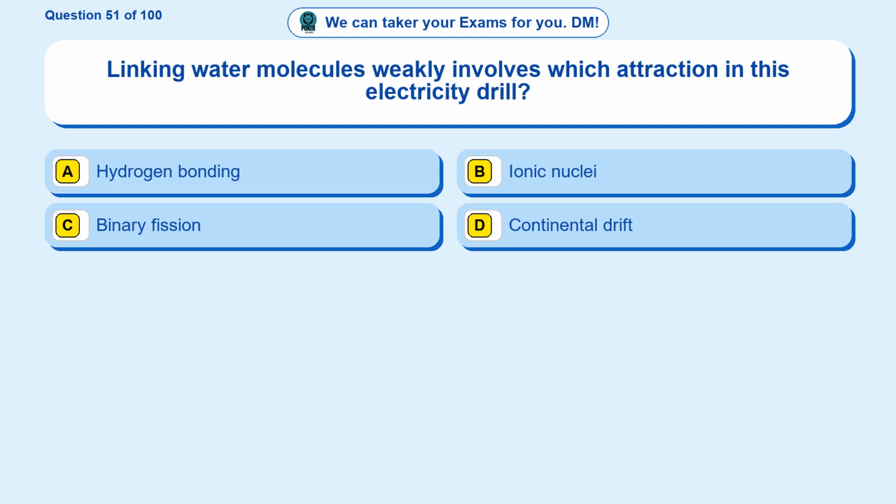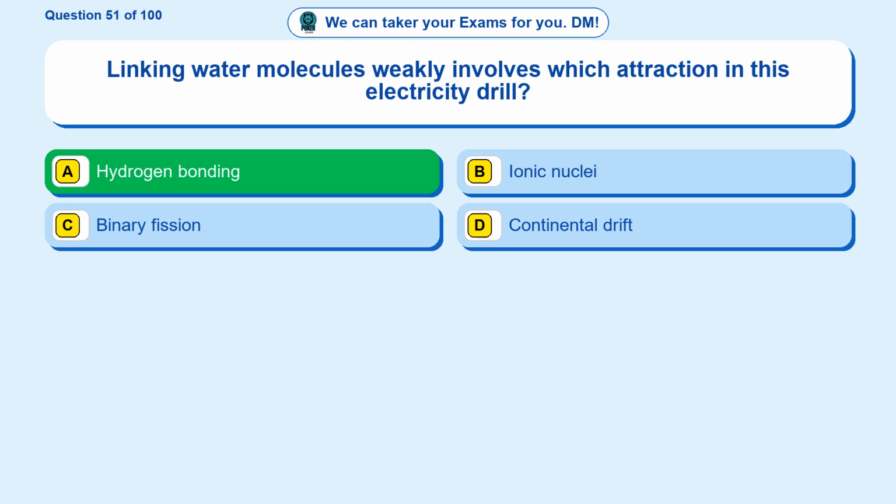Question 51. Linking water molecules weakly involves which attraction in this electricity drill? Option A, hydrogen bonding. Option B, ionic nuclei. Option C, binary fission. Option D, continental drift. The correct answer is option A. Hydrogen bonding.